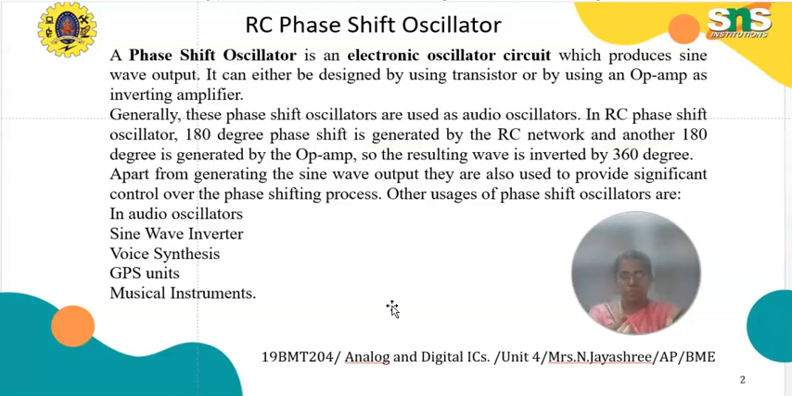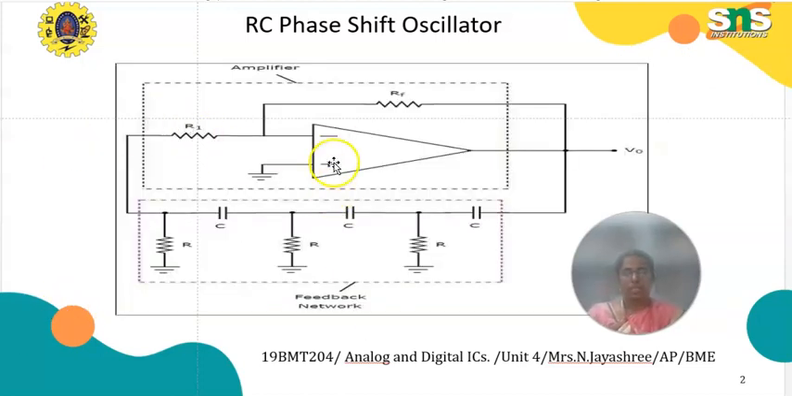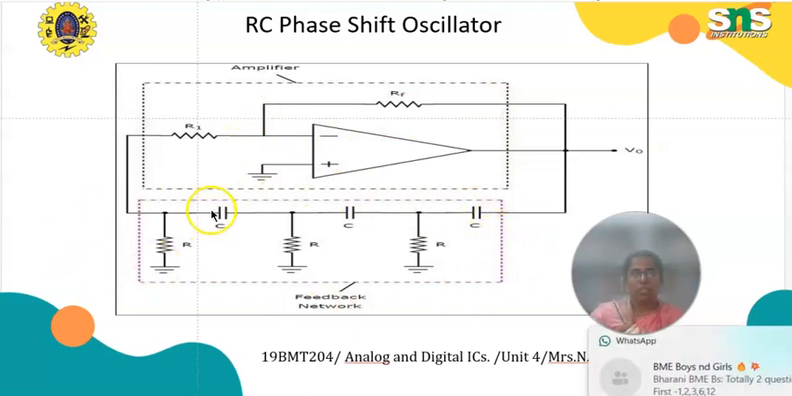In the RC phase shift oscillator, a 180-degree phase shift is generated by the RC network and another 180-degree phase shift is generated by the op-amp. This is the circuit. Here the input is connected to the inverting terminal of the op-amp and the non-inverting terminal is connected to ground. The RF resistance is connected as a feedback resistance from output to the input. And this forms the ladder network.